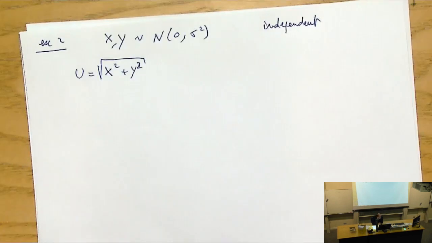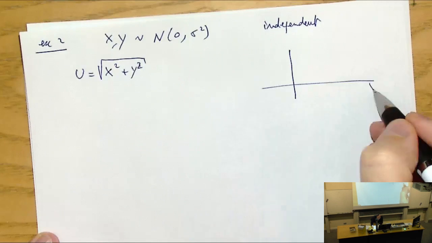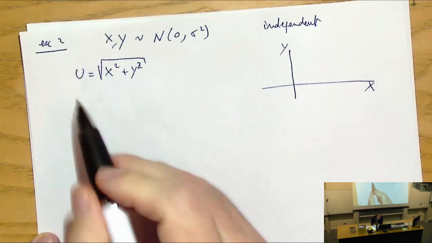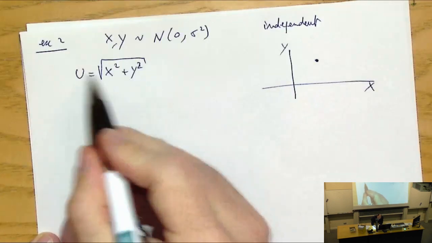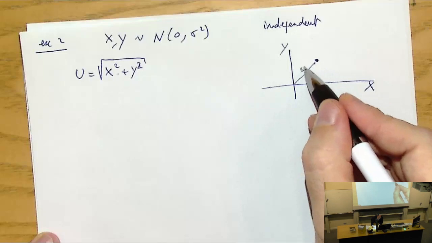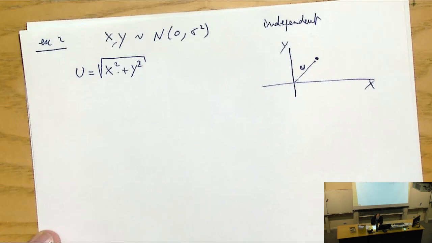Right, so you may think about something in your mind. This resembles something like this. You have x, y, and then what you're looking at here is a certain point. What you're looking at is u here, so the magnitude of this, right?